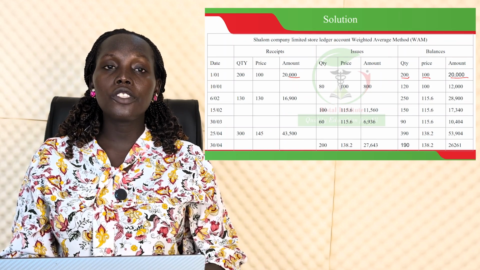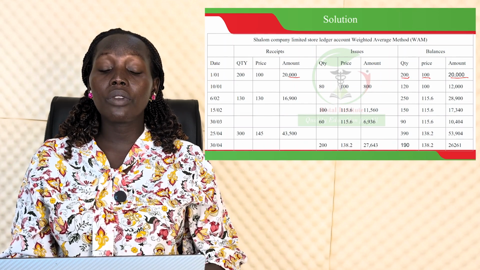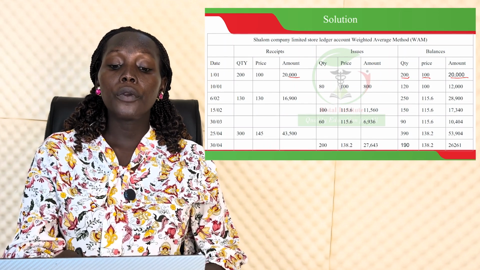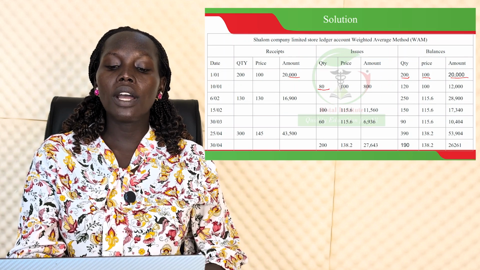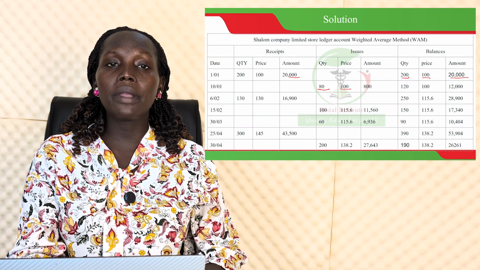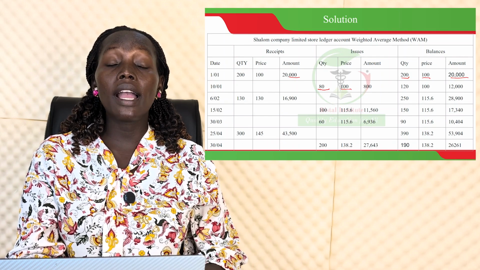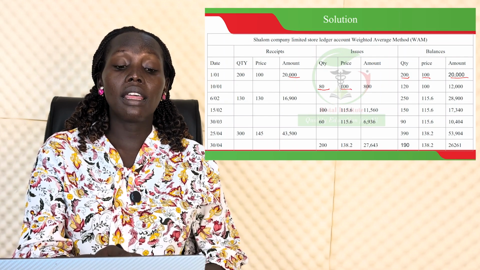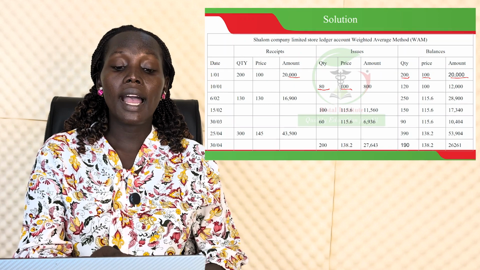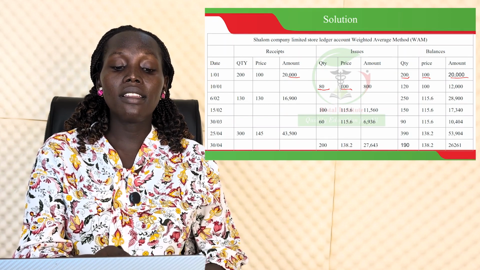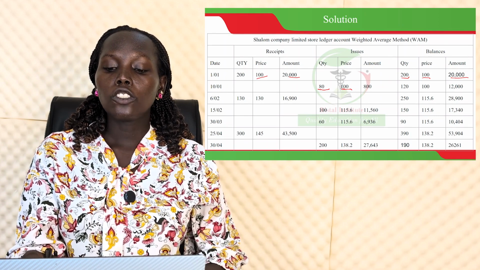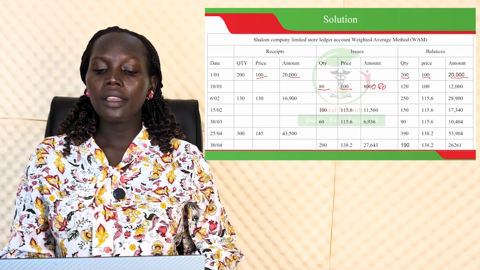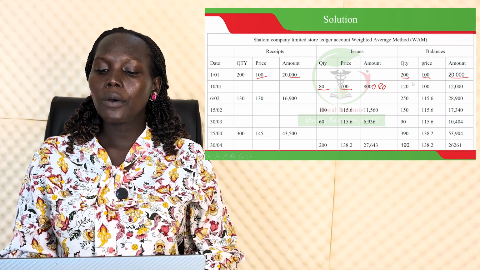So on 10th of January, they are telling us that we issued out 80 units at the price of 100. So where are we getting this 100? It means we are using the price of the purchase that we had, which was 100. So that's why we are using 100. When you multiply, we get 8,000.